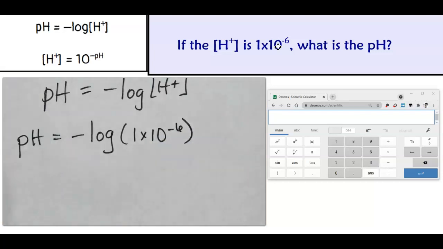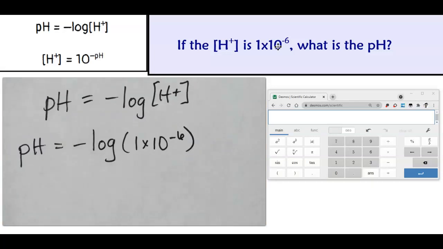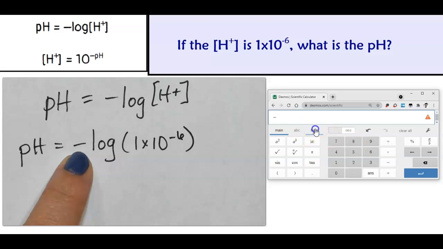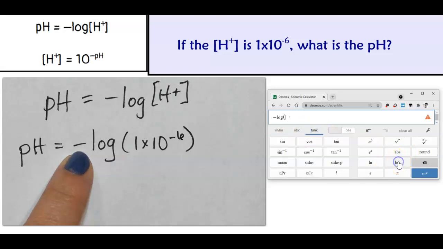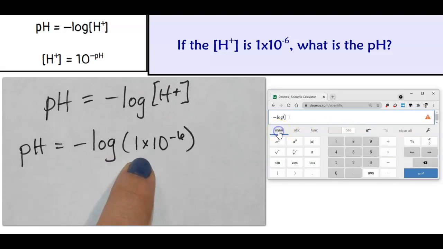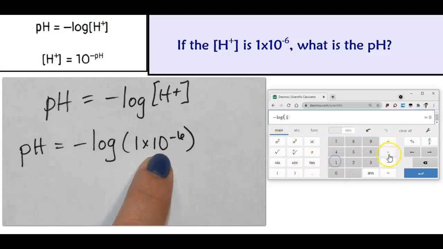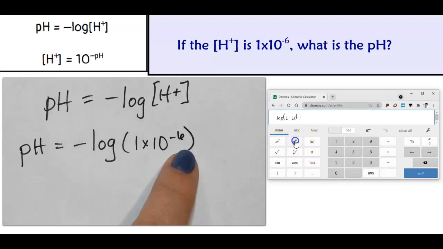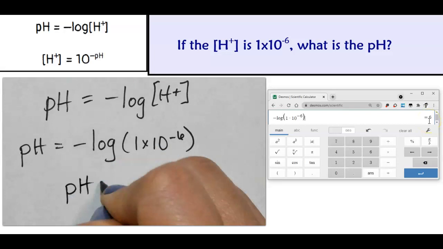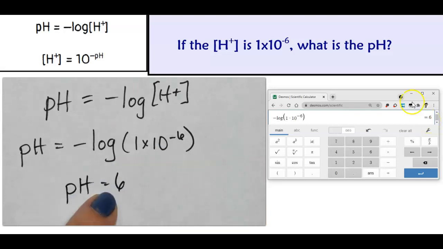So when you plug this into your calculator, this is going to be a little bit more challenging and involved, but not too much. We're going to come over here, we're going to hit negative. Go to function, click log, go back to main, and then type in 1 times 10 raised to the negative 6. Don't forget to close your parenthesis, and we get that the pH is equal to 6.